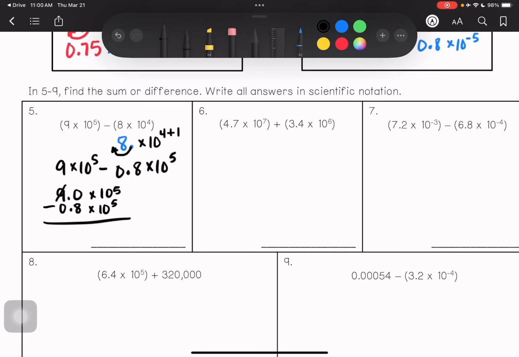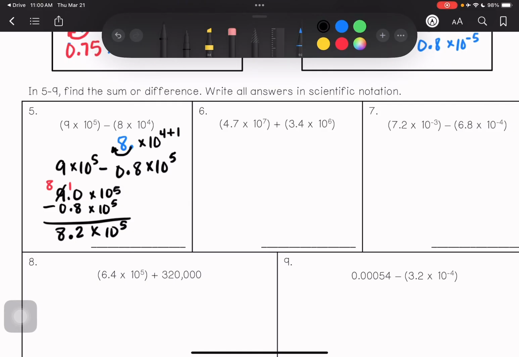I need to borrow. This becomes an 8. Carry a 1. 8 from 10 is 2. 0 from 8 is 8. So it's 8 and 2/10 times 10 to the 5th power is your answer.